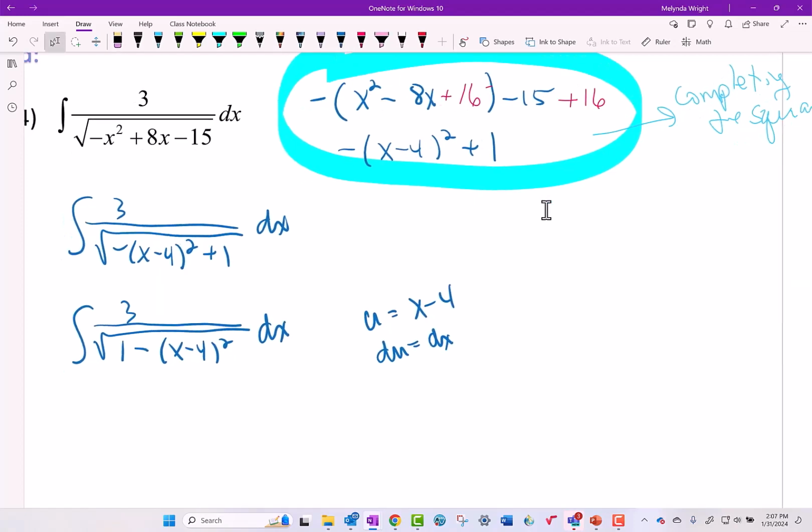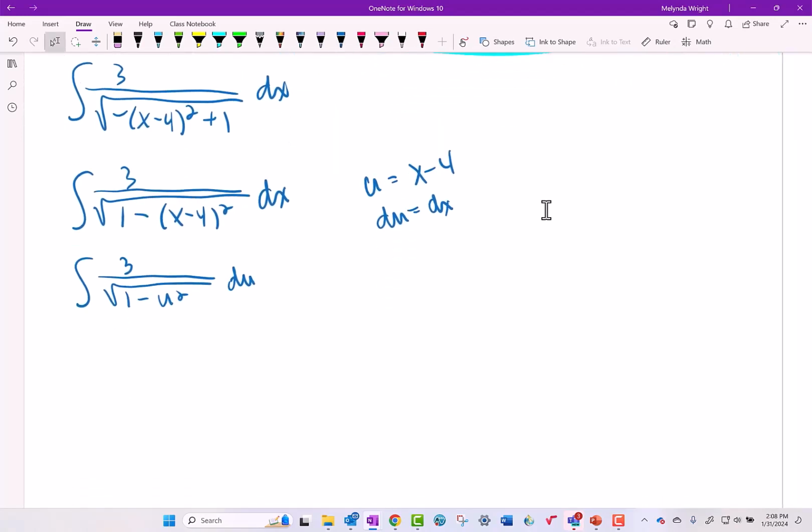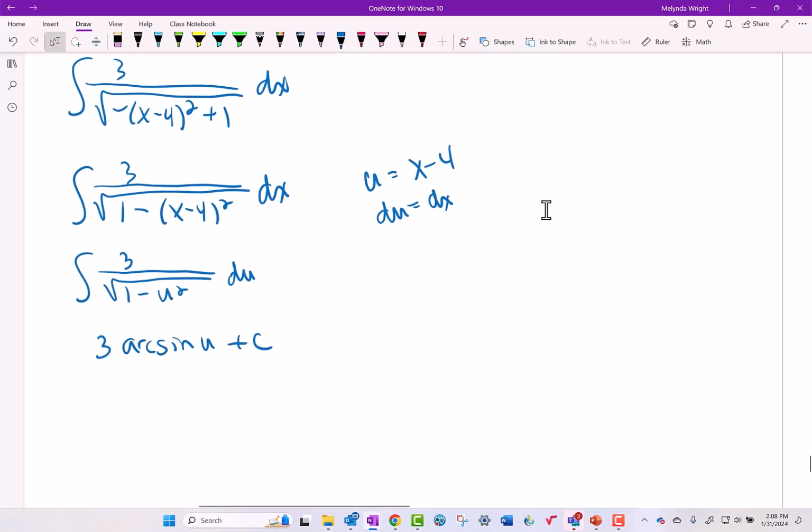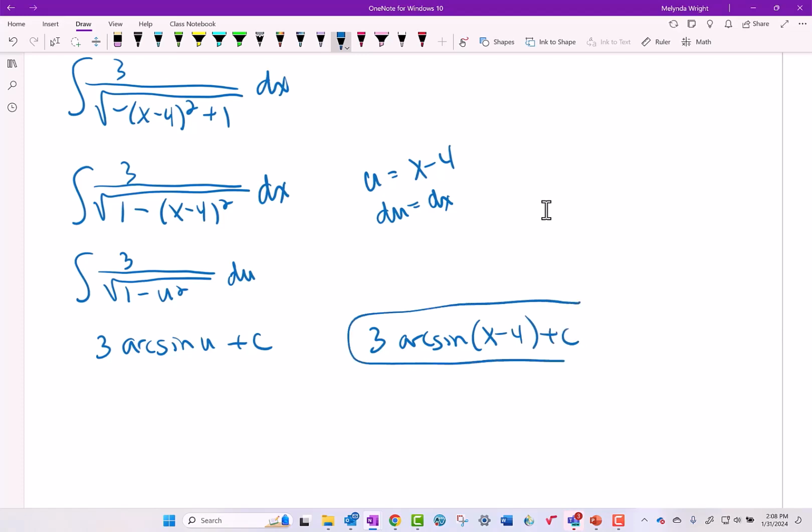So we've got the integral of 3 over the square root of 1 minus u squared du. And we know that is arcsine. We just talked about that. So this would be 3 arcsine of u plus c. And I know what u is. We already told it. So it's 3 arcsine of (x minus 4) plus c. All right, how we doing?